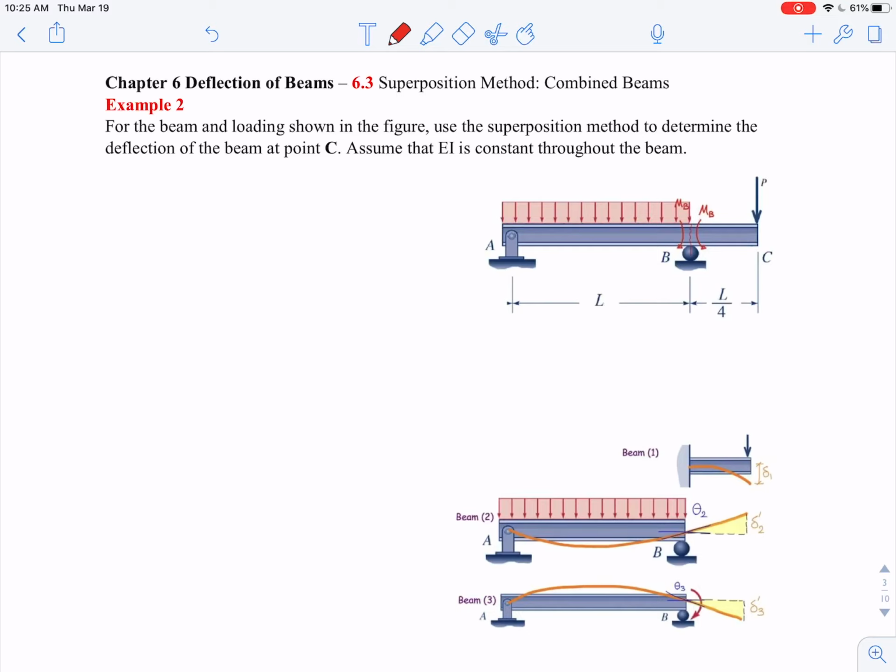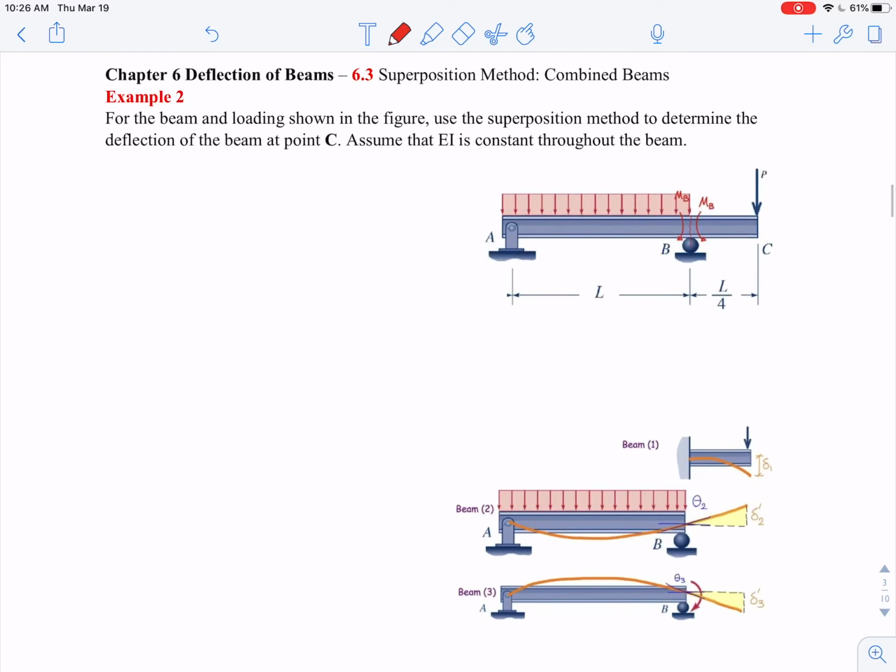Okay, so now let's look at example 2. Example 2 is not very different from example 1. We just replaced the concentrated load on the simply supported part by a uniformly distributed load. Let's look at how to solve this one. I didn't give any numbers for it, so we just derive expressions. We're determining the deflection of point C, still the free end of the cantilever part.